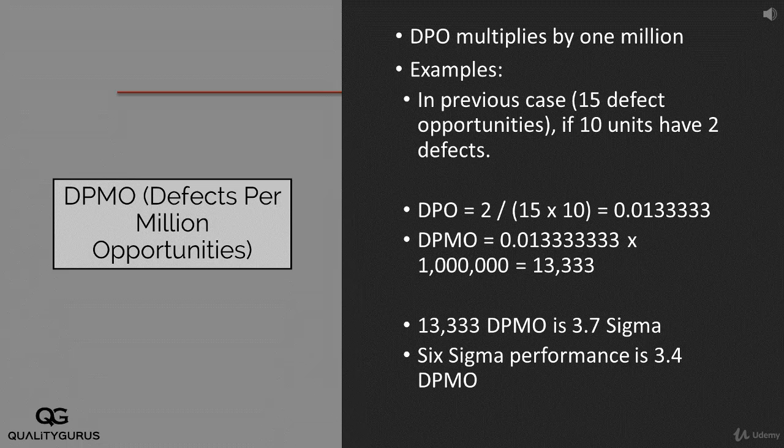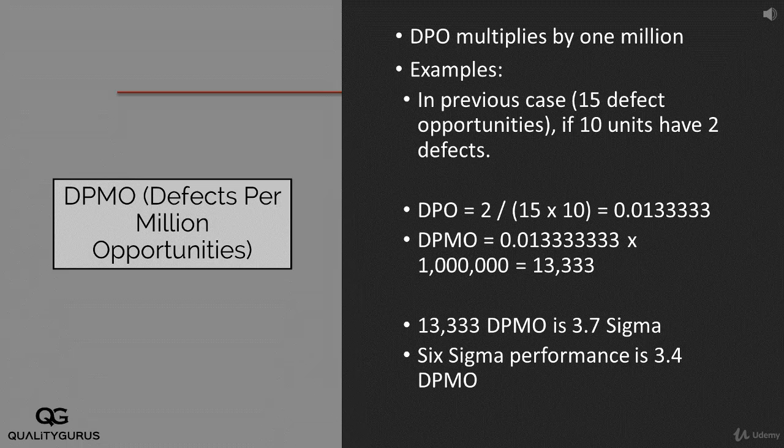Now, what does this mean in the context of Six Sigma? In Six Sigma, our target is to have 3.4 DPMO, defects per million opportunities, just 3.4. Against that 3.4, what we got here in this particular example is 13,333. That's a very large number. So that means this is not a Six Sigma performance. The process of making these water bottles is not a Six Sigma process.